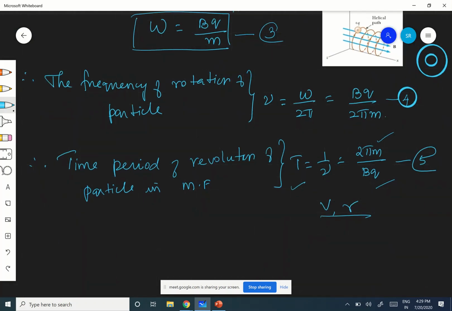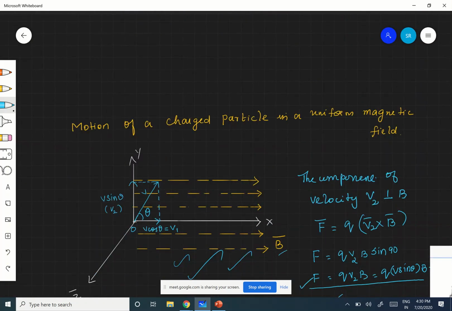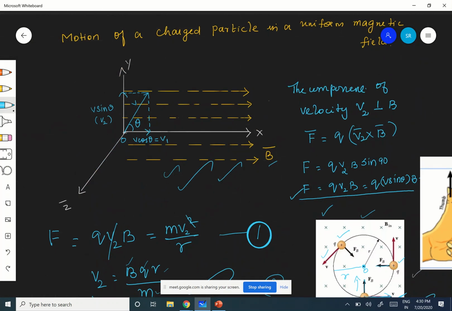Anyhow, so this is about the vertical component. Now I am going for the horizontal component. Up to this, the vertical component is over. The charged particle has a horizontal velocity also. What is the velocity here? It is V cos theta. So V cos theta is moving in this direction, along the x direction.